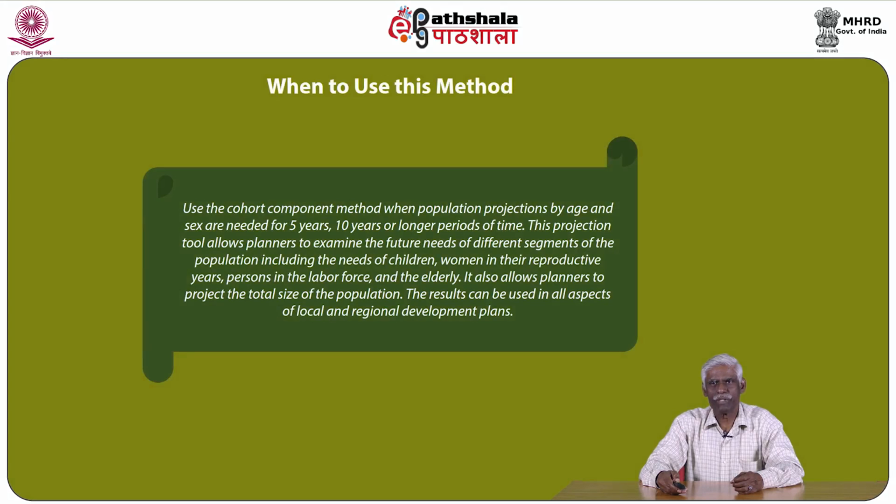Using the cohort component method when population projections by age and sex are needed is very ideal and important, for instance for 5 years, 10 years or longer periods of time if the projections are required. This projection tool allows planners to examine the future needs of different segments of the population, including the needs of children, women in the reproductive years, persons in the labor force and the elderly. It also allows planners to project the total size of the population. The results can be used in all aspects of local and regional development plans.